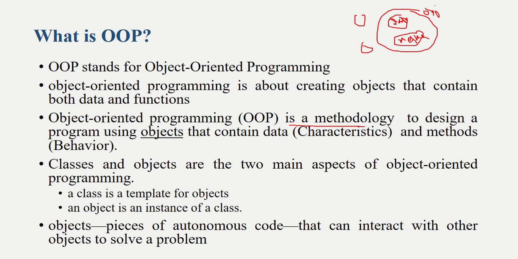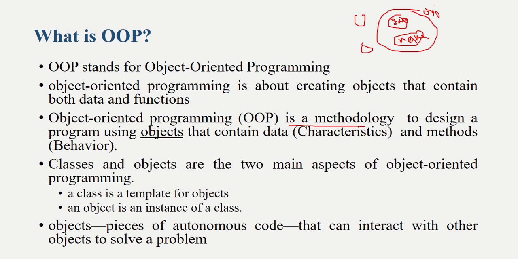These two terms, class and object, are the main things in object-oriented programming. Because we create an object, the class is just a template for the object, just a blueprint for the object. We will see an example later on. And the object is an instance of the class.